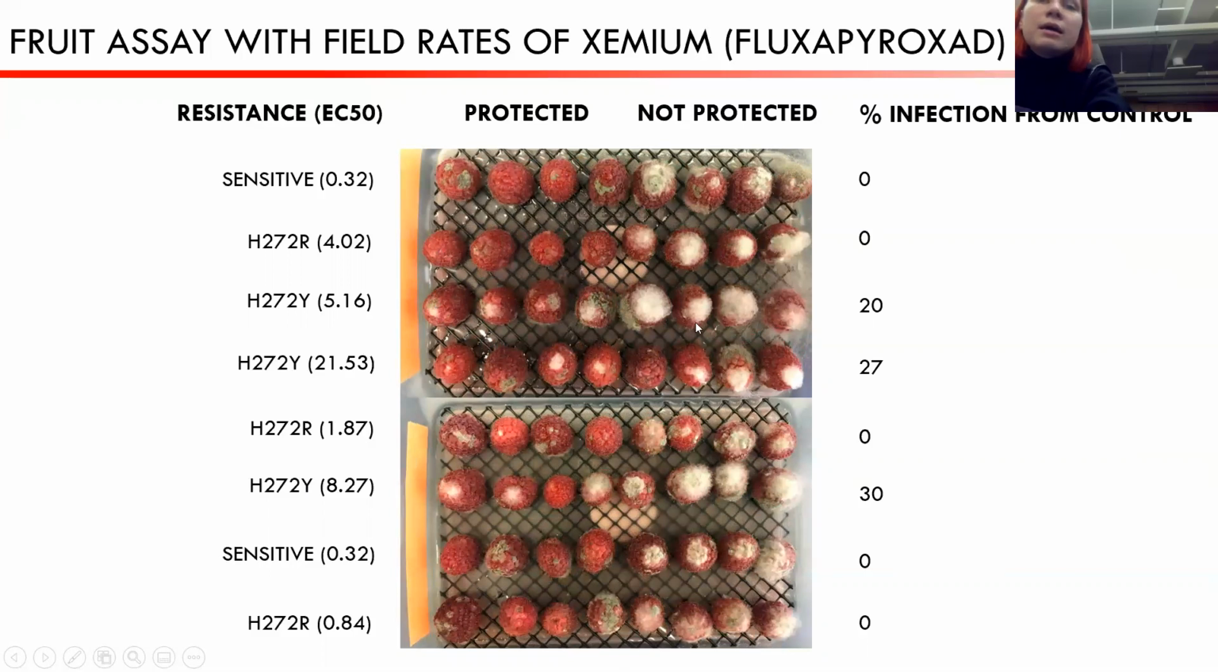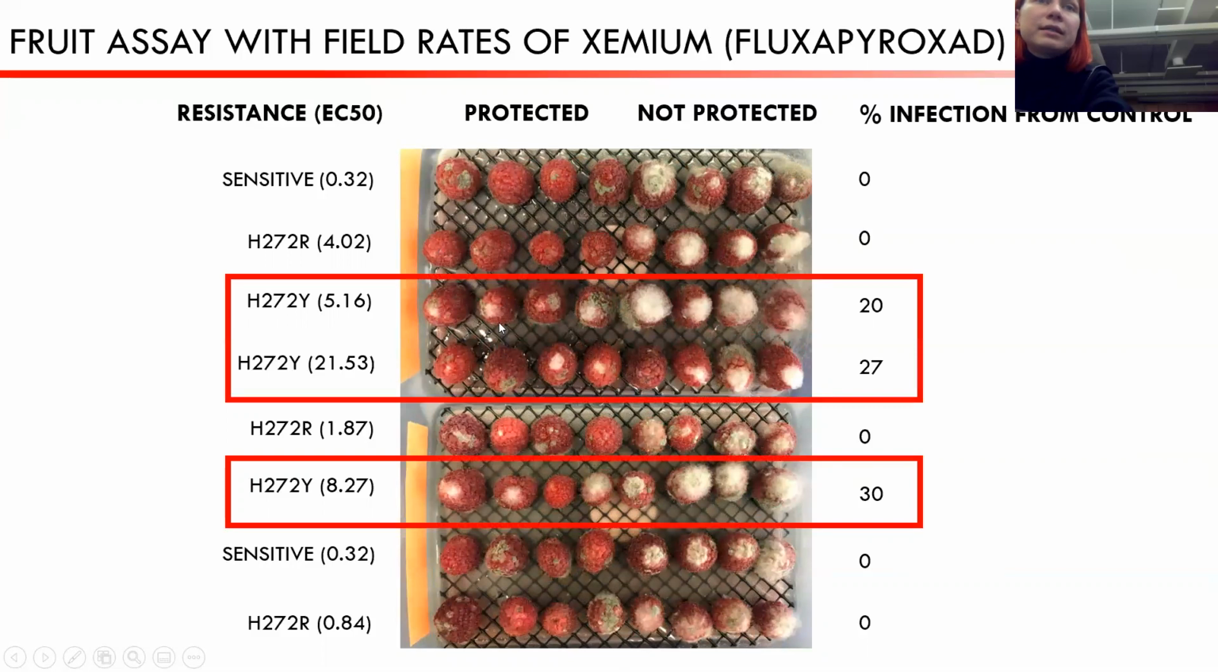If you look at this photo more closely, we can see that infection happened on protected fruit only on ones that were infected with Botrytis strains that carried HU72Y mutation with different EC50 values. So only these isolates were able to cause infection on fungicide-protected fruit, while the sensitive and the isolate that carried HU72R mutation didn't cause infection on red raspberry.